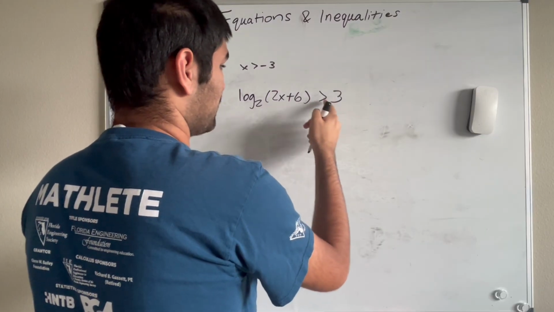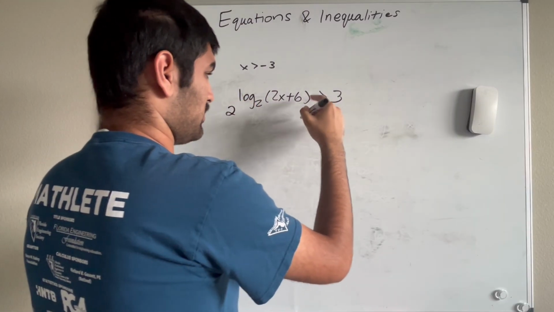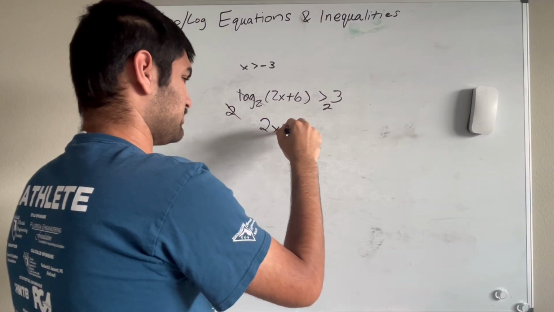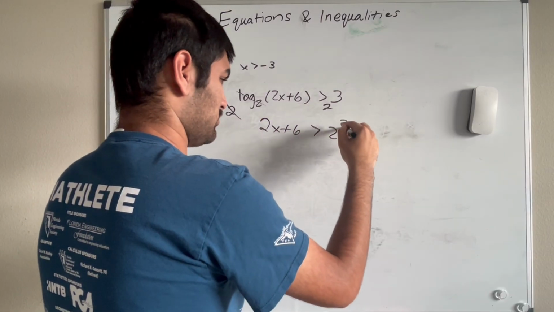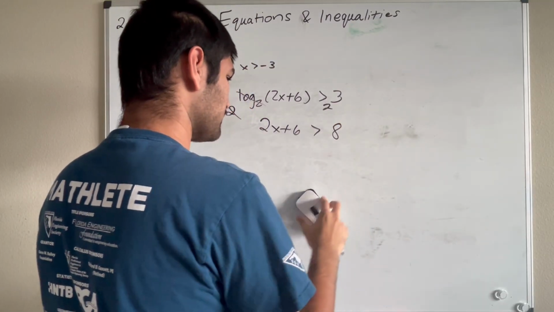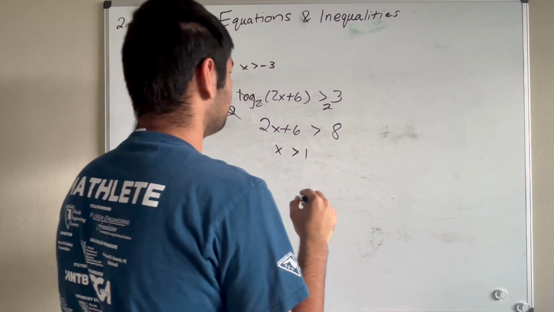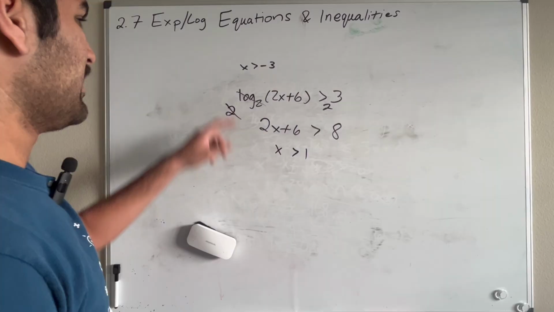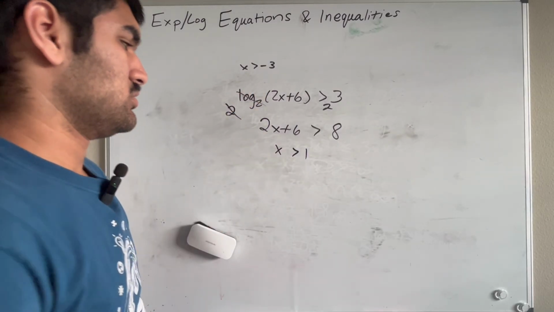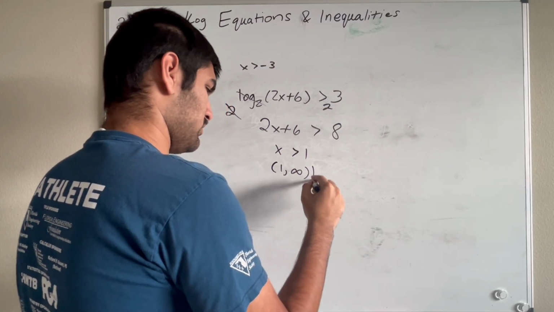So we have log base 2 of something is greater than or equal to 3. So I'm just going to do 2 to that power and then 2 to that power. So then the 2 and the log base 2 cancel. So you just get 2x plus 6 is greater than 2 cubed. And then we can just rewrite 2 cubed as 8. Okay. And then solving for x, we get x is greater than 1. So now you have to look at x is greater than negative 3 and x is greater than 1. Which one is more restrictive? This one. So this is just your final answer. So writing in interval notation, 1 not included to infinity.